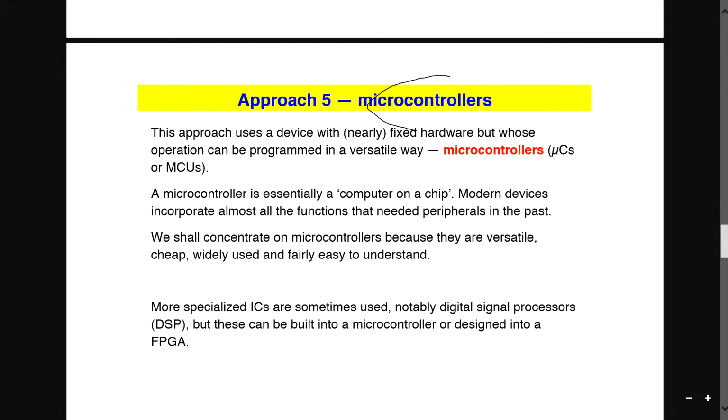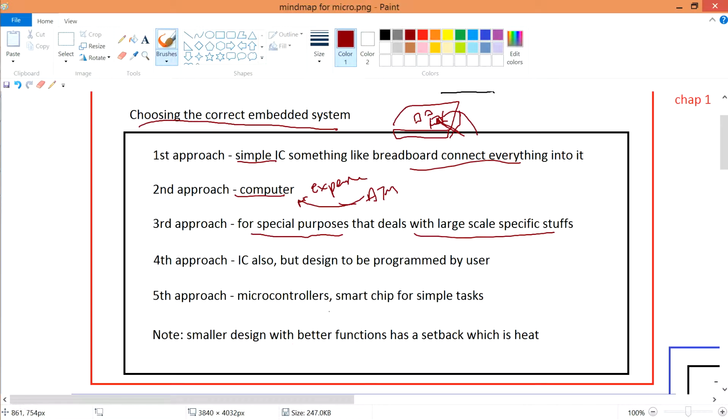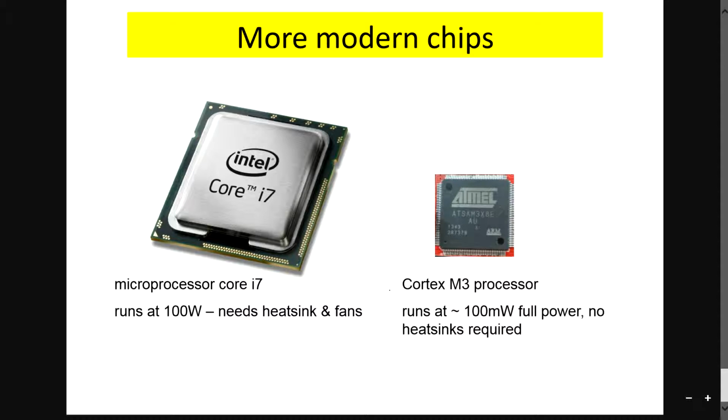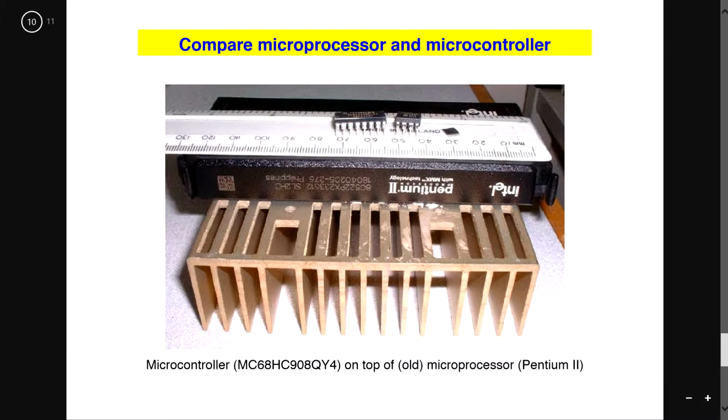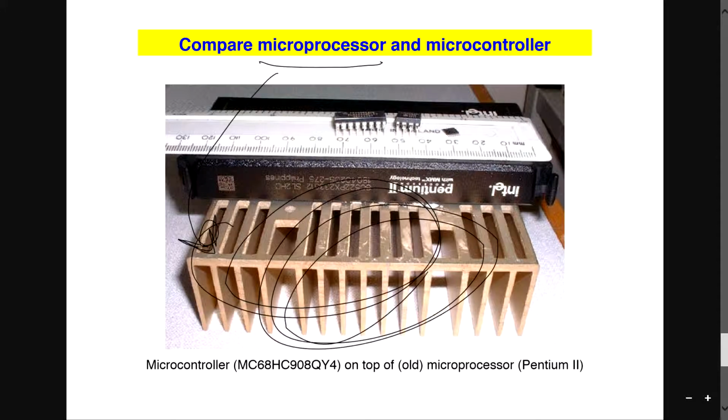Lastly is microcontrollers. It can perform very simple tasks. It's somewhat like a smart chip over here. If you're talking about a microcontroller or microprocessor in this case, alright, the microprocessor in the past is actually this one, this huge chunk over here. Alright, a microcontroller is simply this one over here.